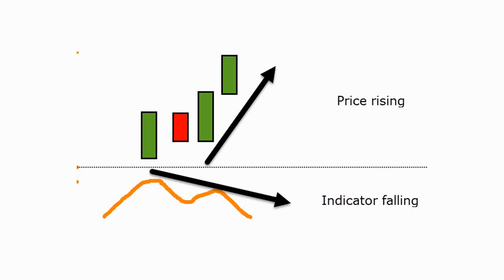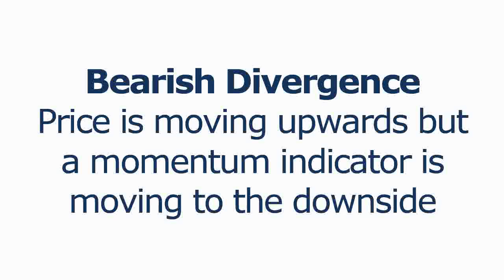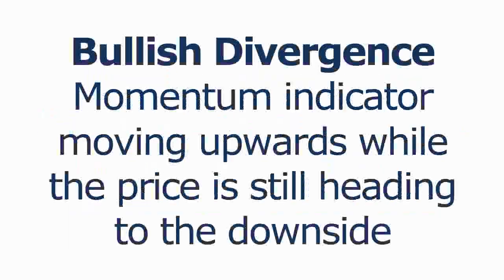And there are two main types of divergence. We have bearish divergence, and that's where price is moving upwards with a new swing high, but the momentum indicator, whatever you're using, MACD, RSI, momentum, it's moving to the downside. And seeing bearish divergence may have a trader at least considering a downside price move.